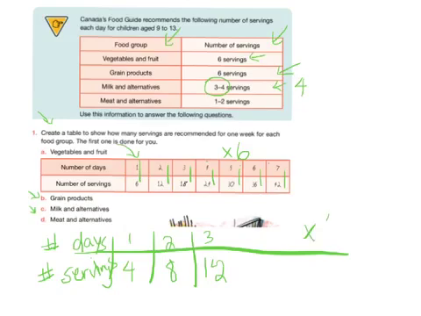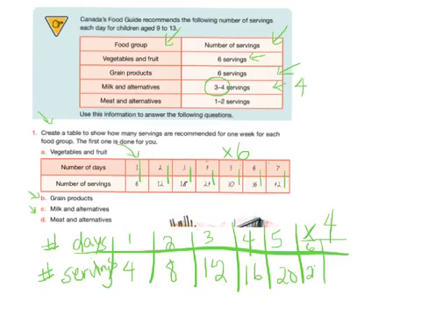And I see my rule now is multiplying by 4. Day 4, 4 times 4 is 16. Day 5, 5 times 4 is 20. Day 6, I'm just going to write my 6 small down there. Day 6, 6 times 4 is 24. And day 7, 7 times 4 is 28.